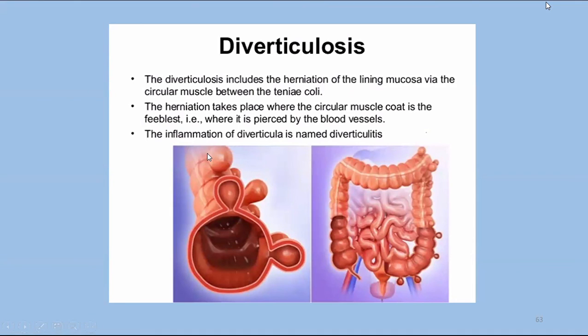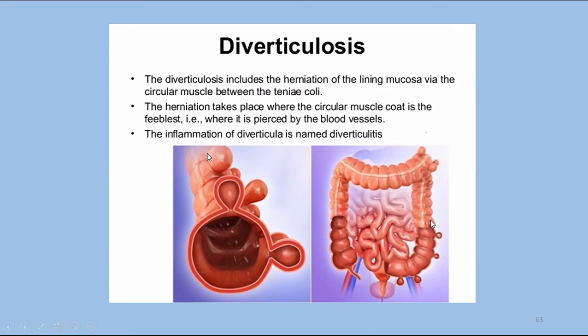Next, we have diverticulosis. This is primarily a large bowel abnormality. It is due to herniation of the lining mucosa through the circular muscles between the taenia coli. You can see the small outpouching. It can be singular, it could be numerous, those small outpouchings. The herniation takes place where the circular muscle coat is at its weakest.